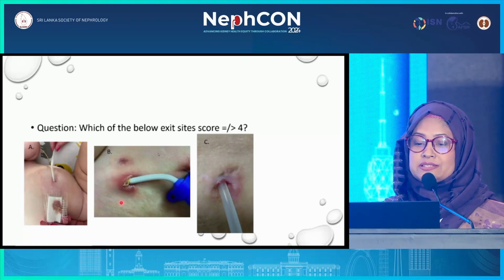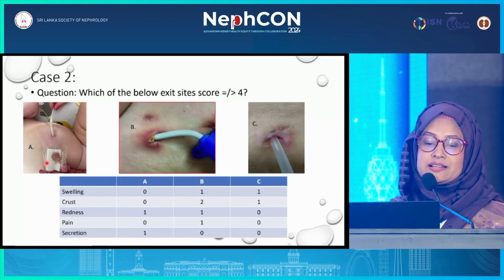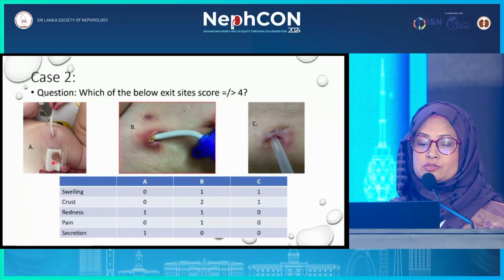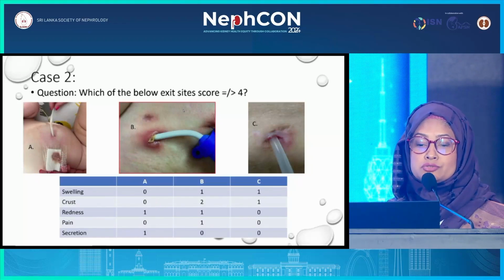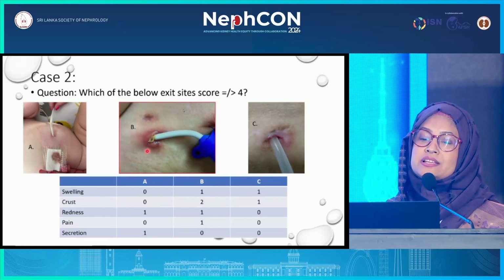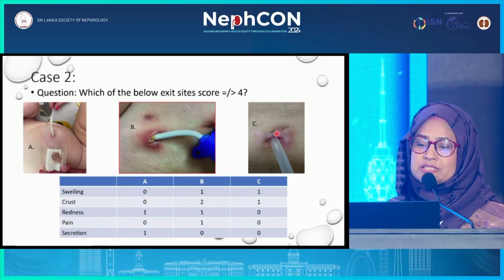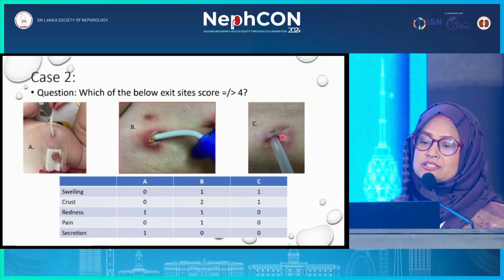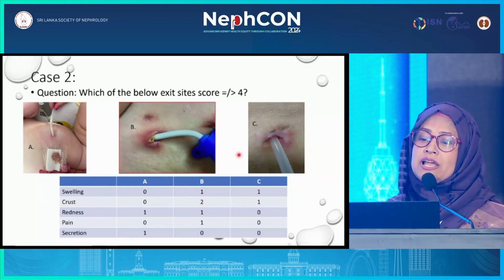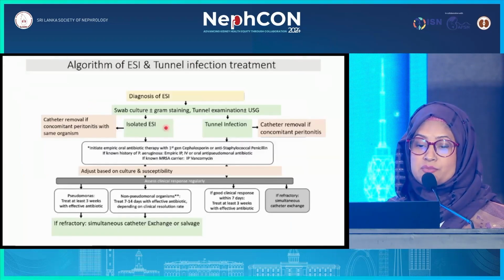So let's highlight picture A. There is a serous discharge, no swelling, no redness, no tenderness. So the total score is 2. In picture B, you can see the crust is large, with swelling, redness, and also tenderness. And in picture C, there is a little swelling and no discharge. The crust is less than 0.5 centimeter, and no tenderness. So ultimately picture B has a score of more than 4, so it is exit site infection.